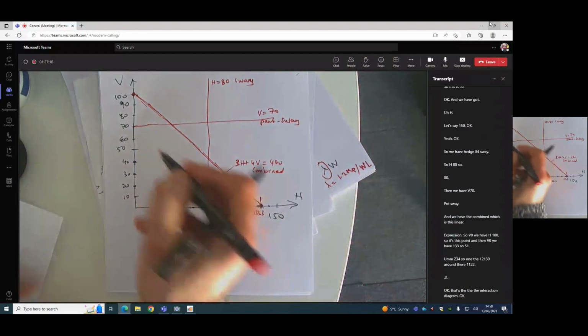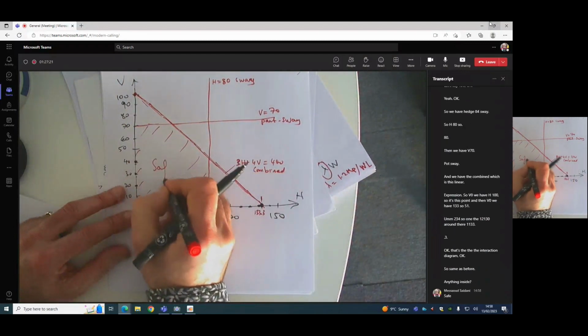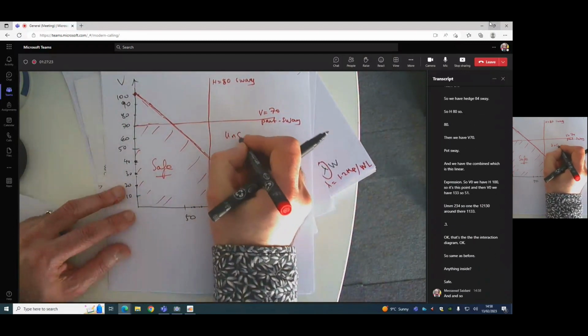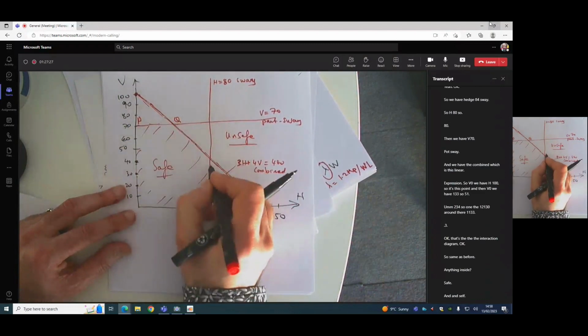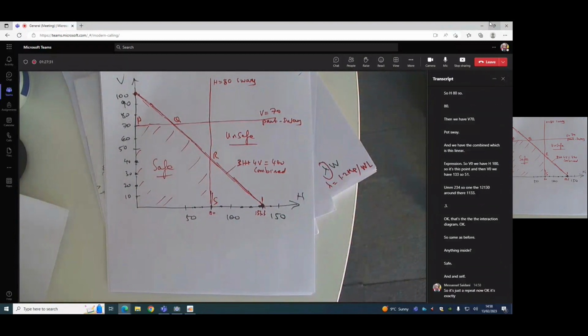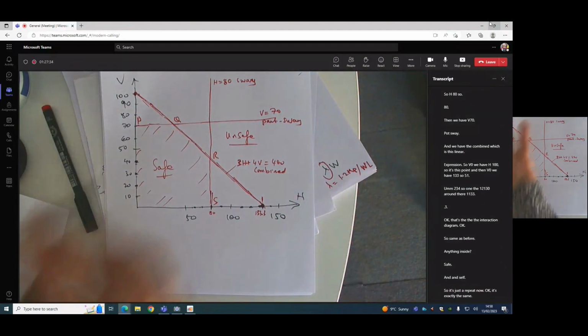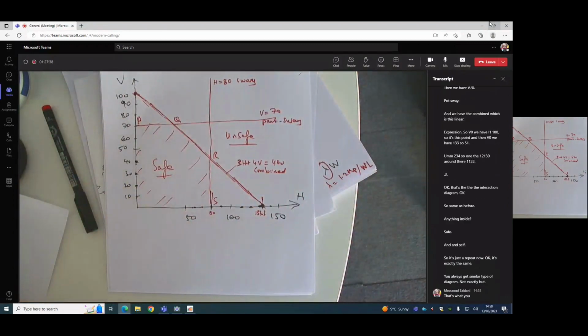So same as before, anything inside is safe and outside is unsafe. It's just a repeat now, exactly the same. You always get a similar type of diagram, not exactly, but that's what you get.